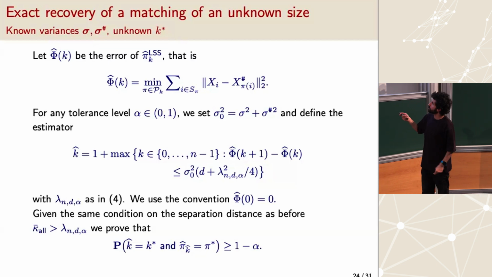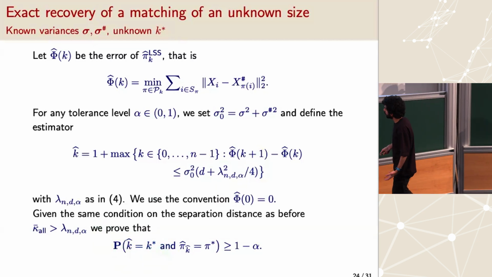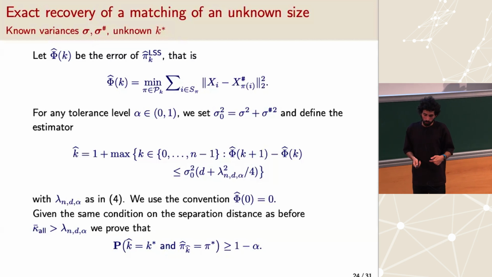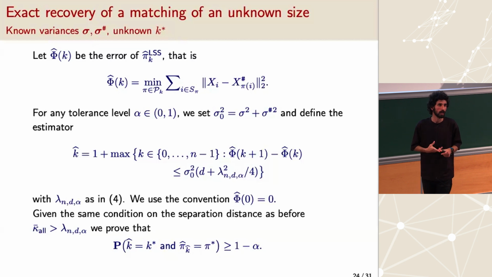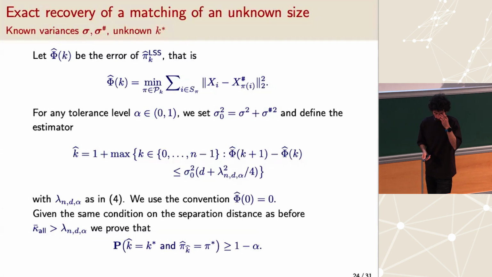And for this procedure of estimation of k star, we actually proved that the probability of k star being equal to k hat is high, and using this k hat, solving the LSS problem will result in recovering the true matching map pi star.